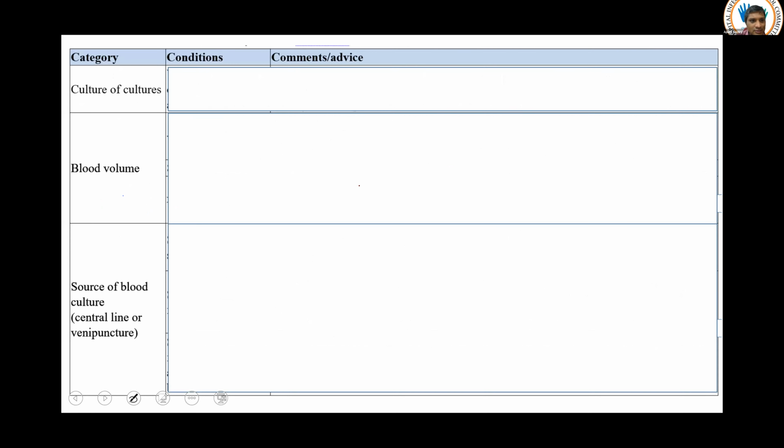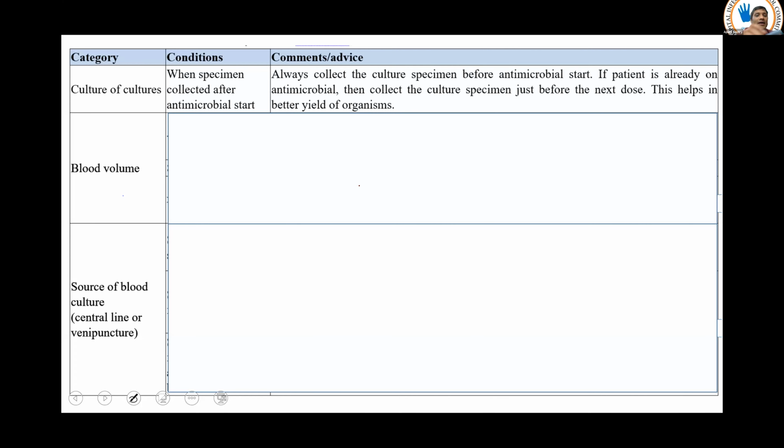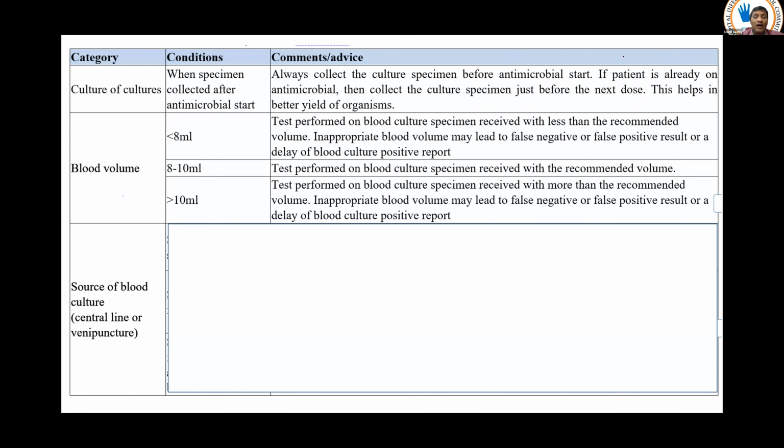Comments are related to specimen collection. If antibiotics are given before sample collection, that is, if the specimen is collected after antibiotic start, then the comment should be like this: always collect the culture specimen before antibiotic start. If the patient is already on antibiotic, then the best time is to collect the specimen before the next dose of antibiotic.